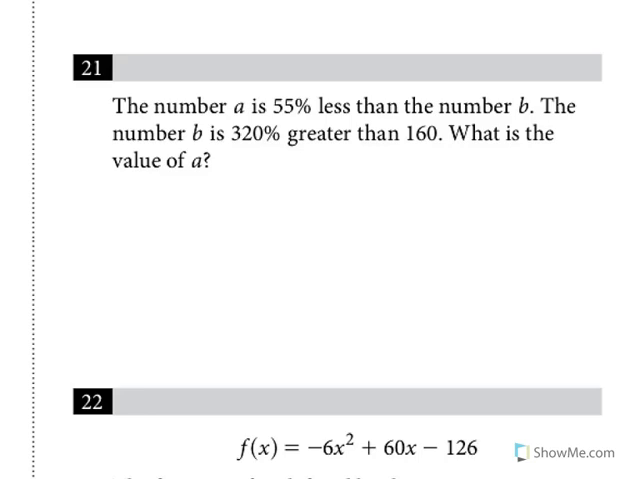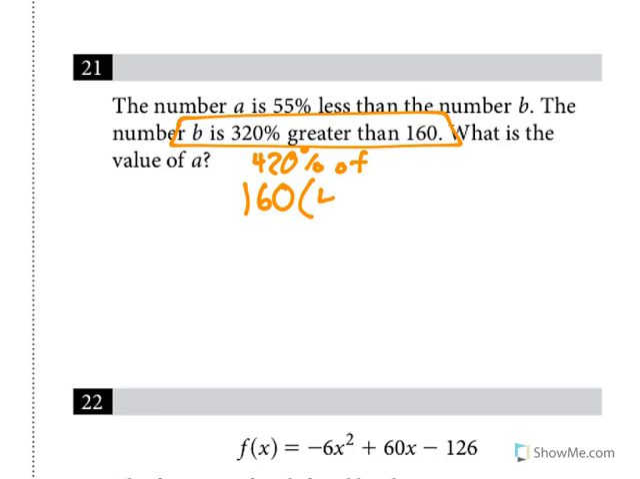All right, so this one shouldn't be too bad, right? So B is 320% greater. If it's 320% greater, that's like saying 420% of, because it's the entire thing itself, whatever itself is, plus 320% of itself. That's 420% of itself. So really what I'm doing is taking 160 and multiplying it by 4 2/10. That's the same thing as multiplying by 3 2/10 and then adding it to itself, because I'm taking 100% of it plus 320% of it.